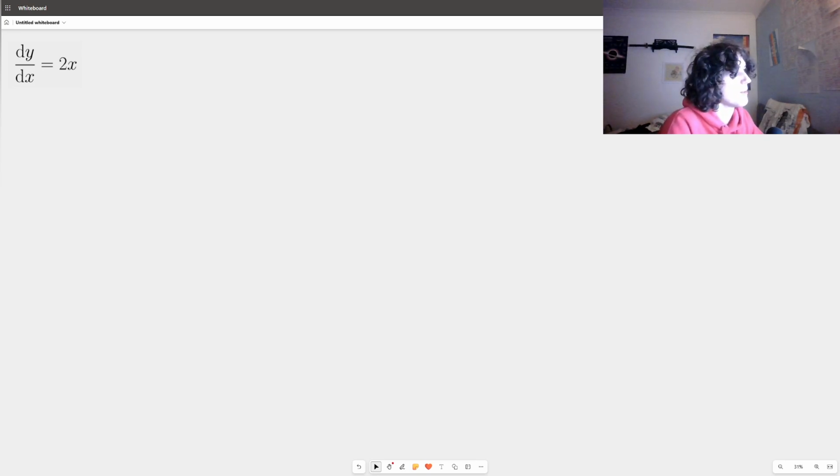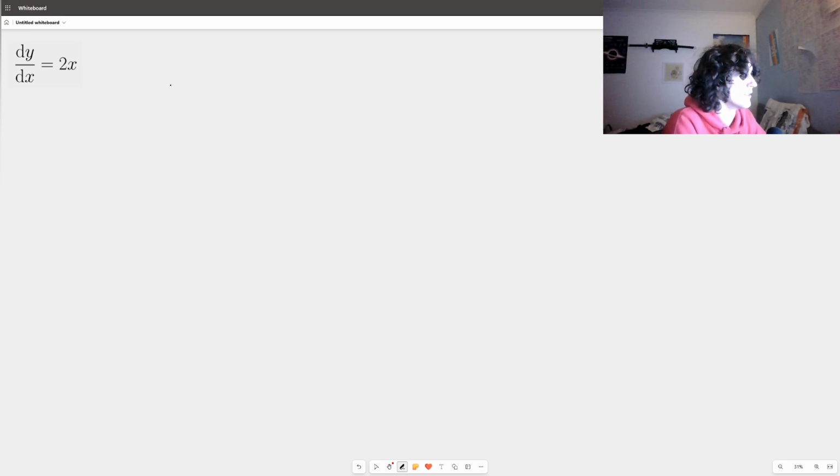So if you are experienced with some simple calculus up until this point, you may think, well, why don't we just integrate both sides? Effectively, integrating both sides will give you y is equal to x squared plus c. And that is technically correct, but you need to write down the method. And that is not the correct method, unfortunately.